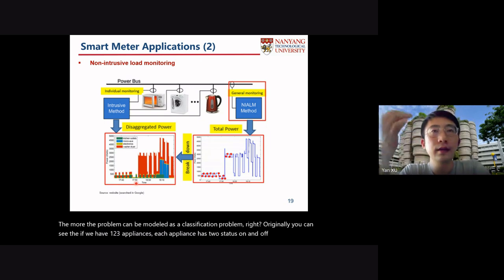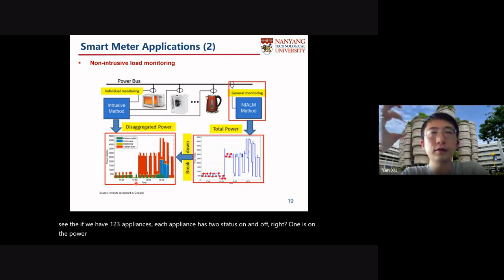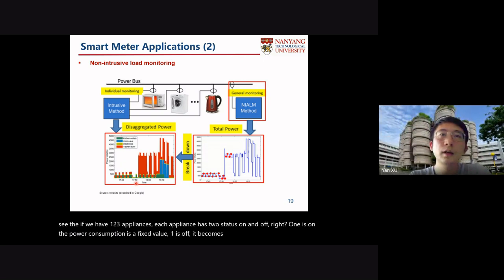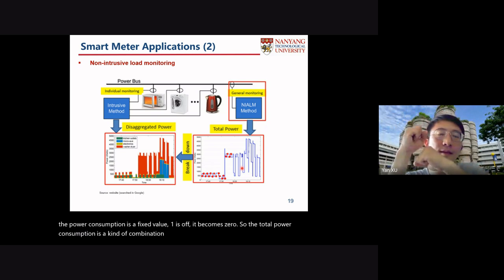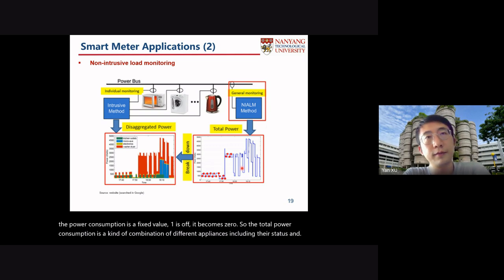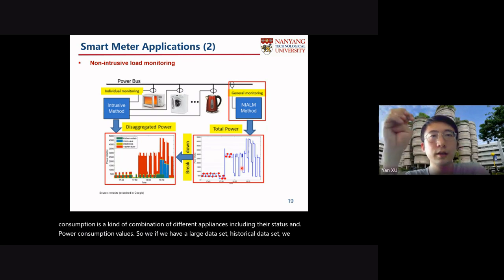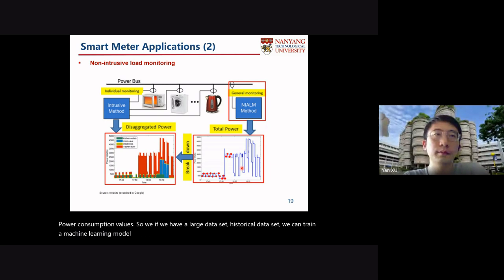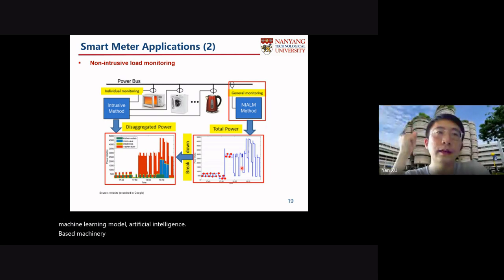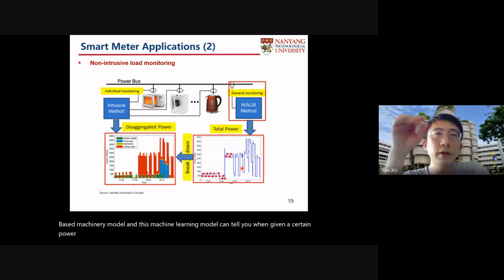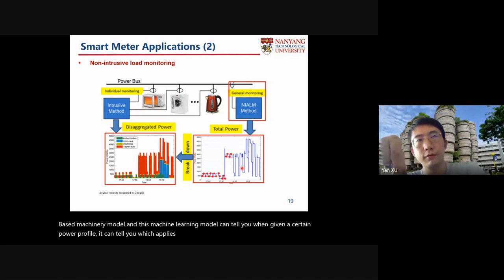Right? When it's on, the power consumption is a fixed value. When it's off, it becomes 0. So the total power consumption is a kind of combination of different appliances, including their status and the power consumption values. So if we have a large historical data set, we can train an artificial intelligence-based machine learning model. And given a certain power profile, this model can tell you which appliance is on and which appliance is off.